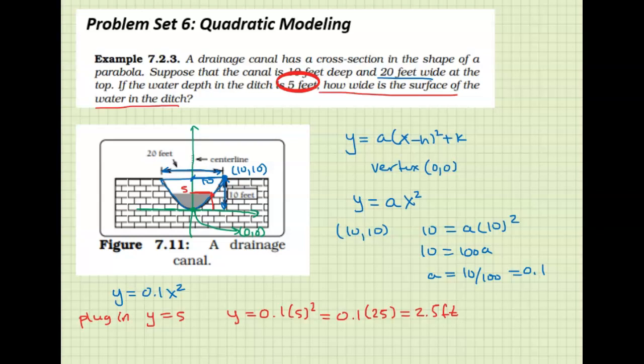Solving for x gives 2.5 feet... multiply that by 2 to get 5 feet. And that's all the way across. So that's how wide the surface of the water is at that level. Alright, there we go.